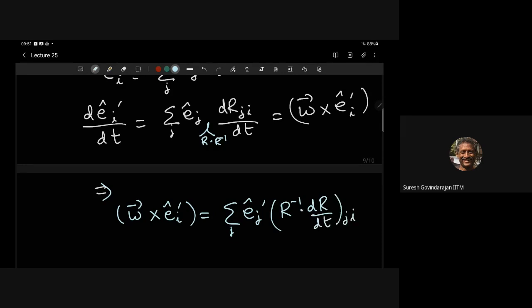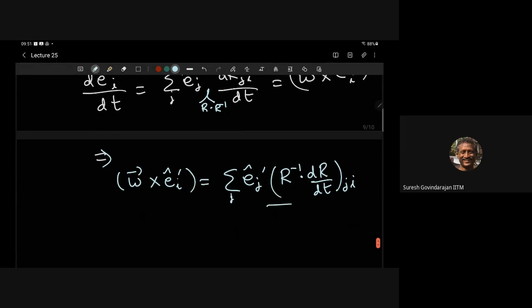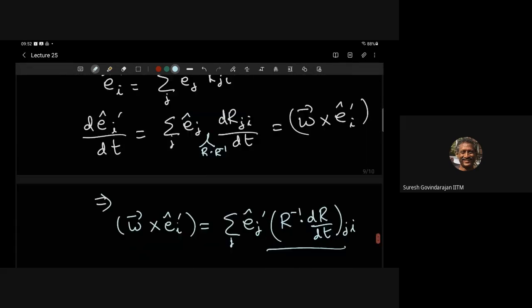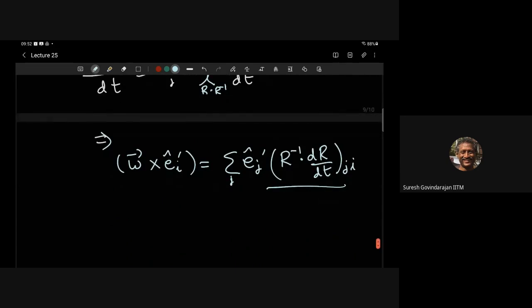So I have to explain a little bit. What this means here is that dR by dt means you take the matrix R and each entry you differentiate it with respect to time. R inverse is just the transpose of that matrix. You multiply them and do this thing. So what I've done is put an R here. So R e_j will give you again e_j prime. So I want to go back to the prime variables. Okay, so this is what we get.